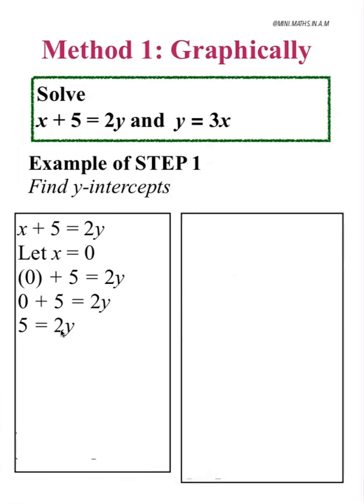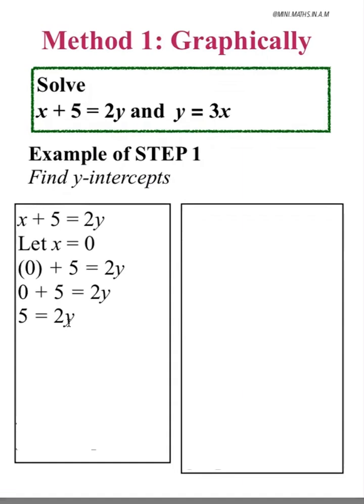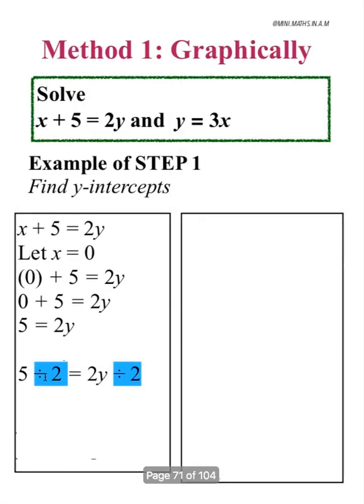Then we get y by itself. And right now the 2 is getting in the way of that. So we're going to divide both sides by 2. And we're dividing because 2 and y are being times together. We do the opposite of that, which is dividing. So we divide both sides by 2. So 5 divided by 2 and 2y divided by 2. 5 divided by 2 is 2.5. And then 2y divided by 2, the 2's cancel out. We're just left with y. So our y-intercept for that first one is 2.5.